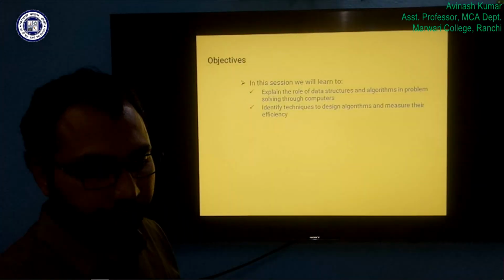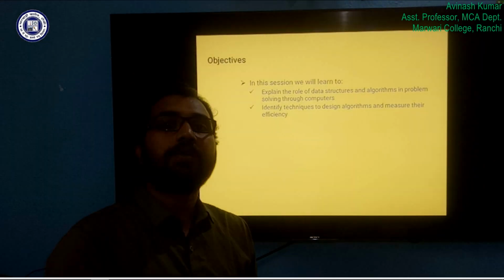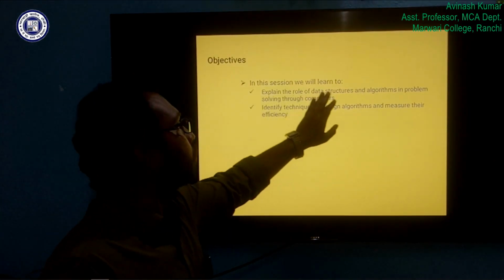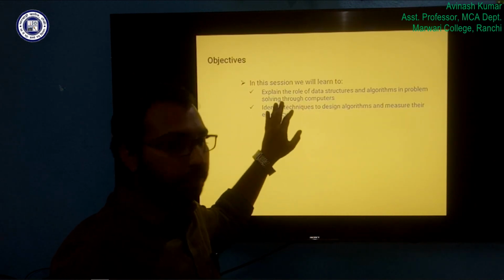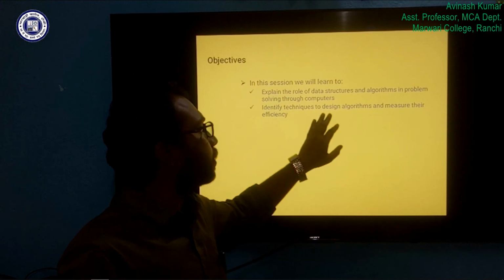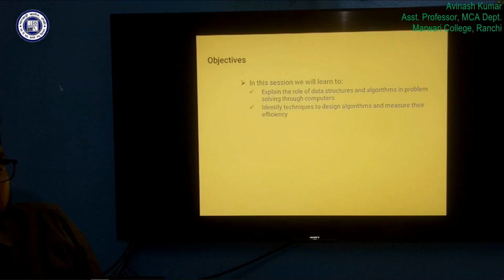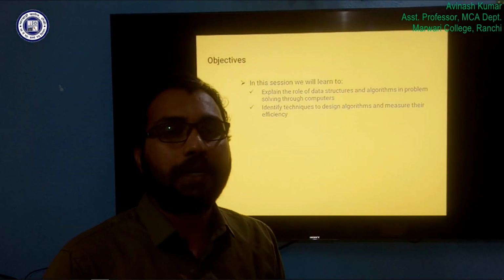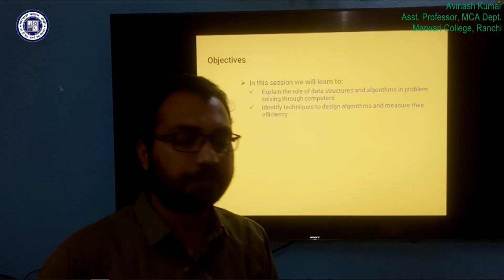presentation. So in this session, the first and foremost thing that we will look into is to explain the role of data structures and algorithms in problem solving with computers, to identify techniques to design algorithms and measure their efficiency, and many more things. We will also discuss the complexities and the complexity graphs, the complexity notations of the various algorithms.